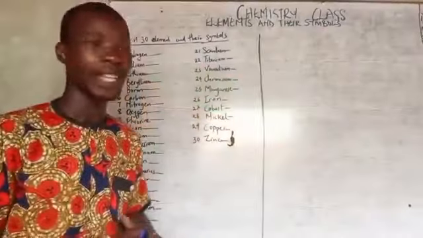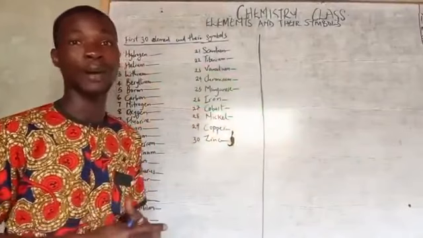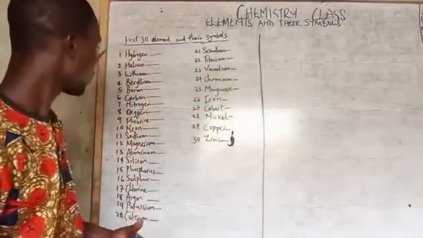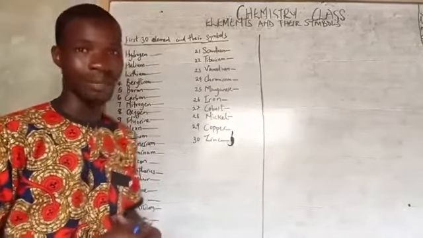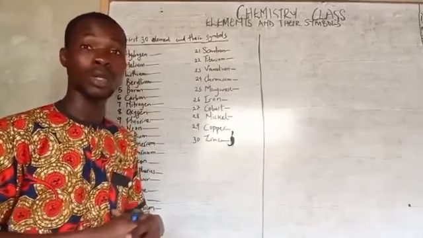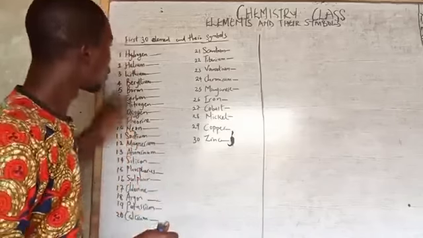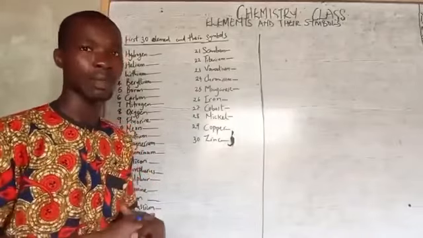Good day, class, and we are going to be having chemistry. The topic we are talking about is elements and their symbols. From the periodic table, we can see all the elements that we have. Presently, we have about 118 elements in the periodic table. However, we are going to be seeing the names of the first 30 elements.